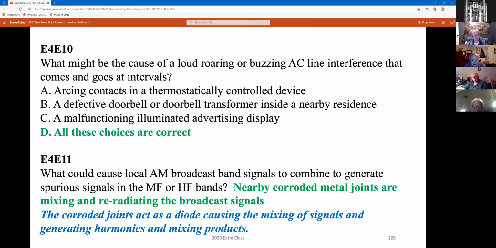Are they implying a wireless doorbell, or can it be a wired doorbell as well? I think they're mostly talking about a wired doorbell. I think they're probably talking about the transformer you use to lower that voltage from 120 to 24 volts, which is what causes that AC interference or buzzing. Okay. Yeah.